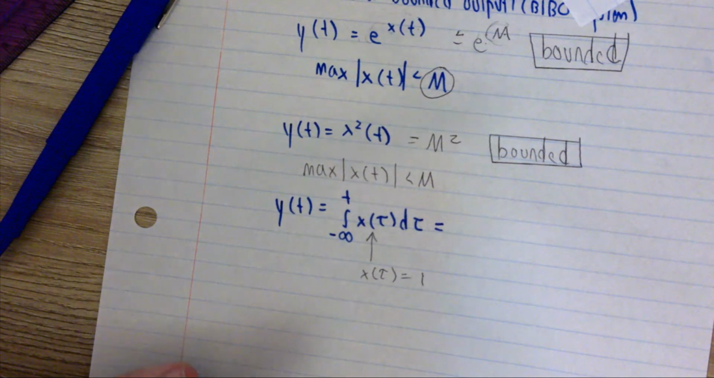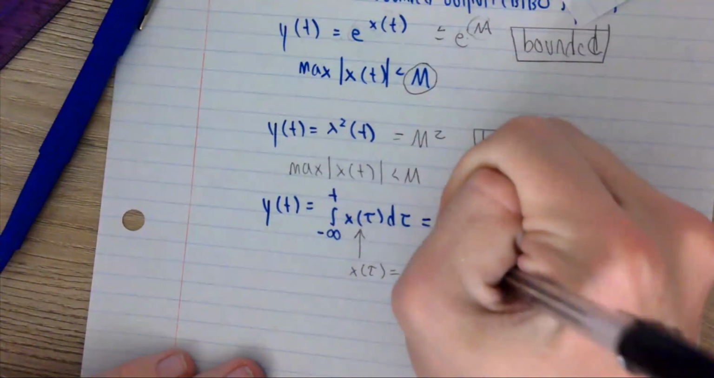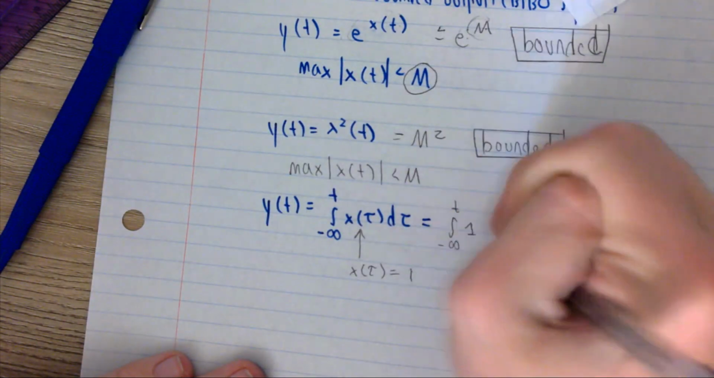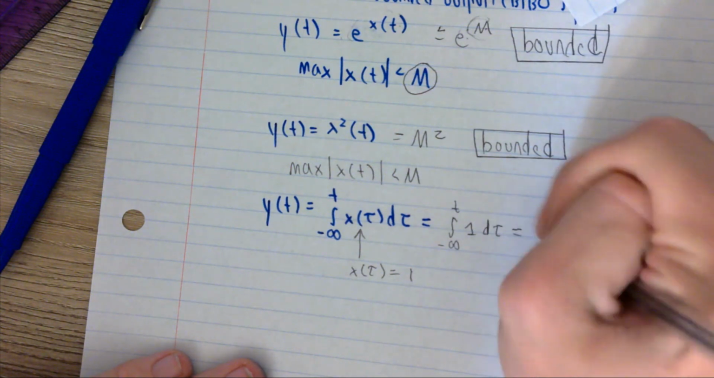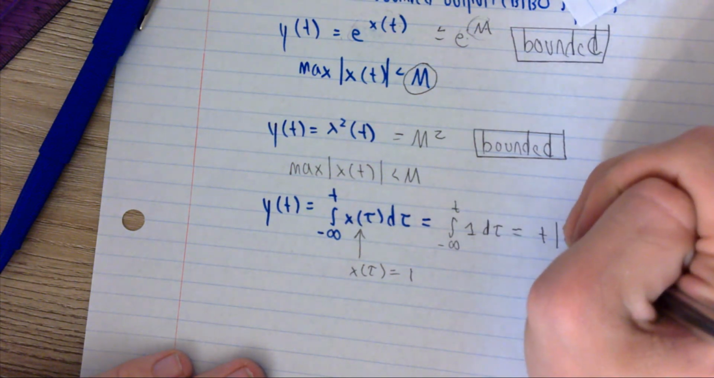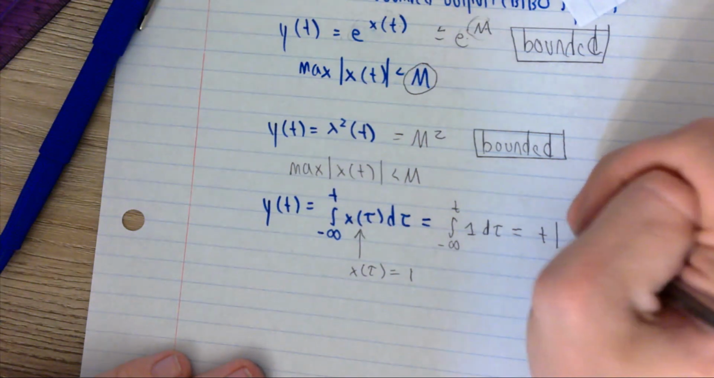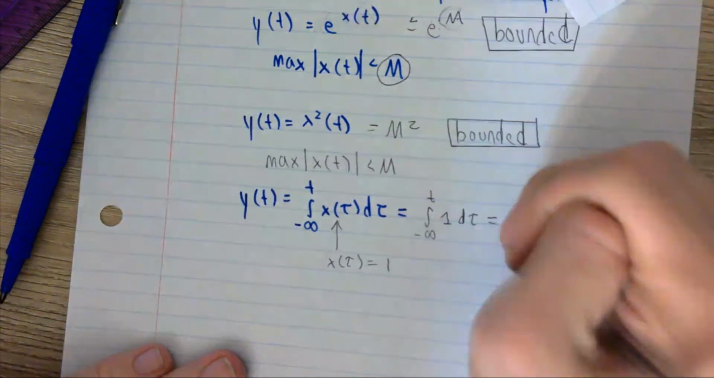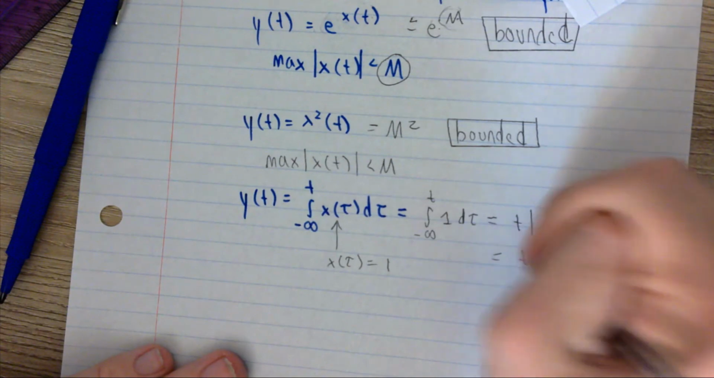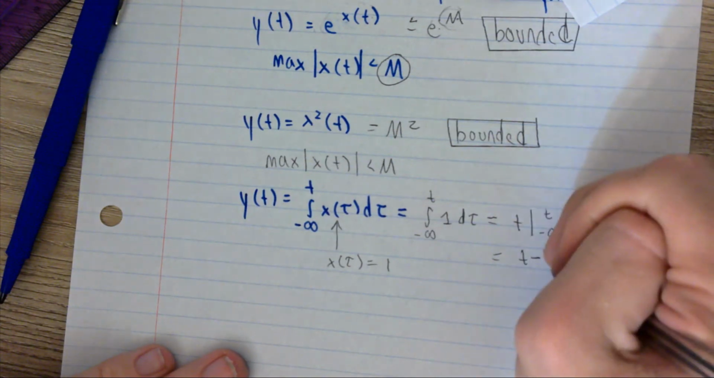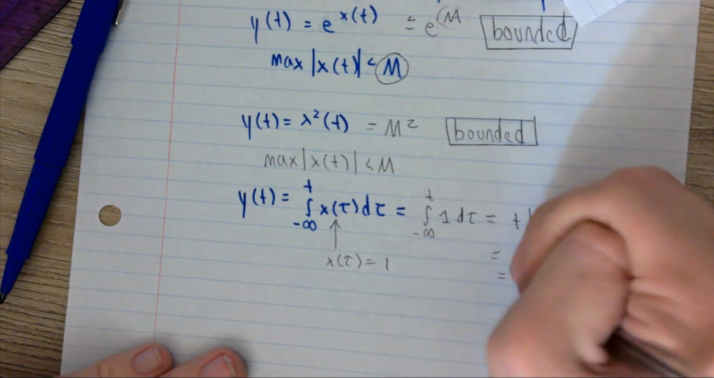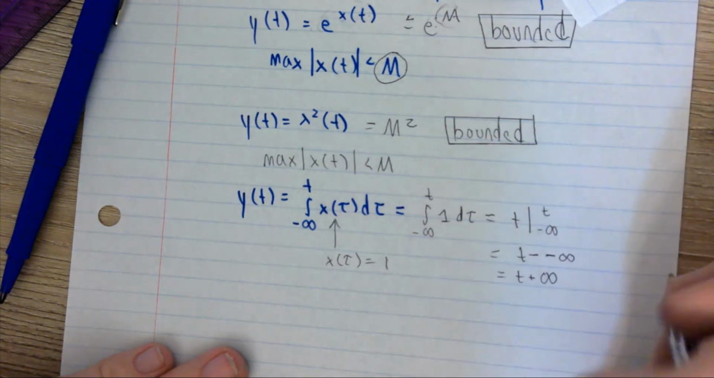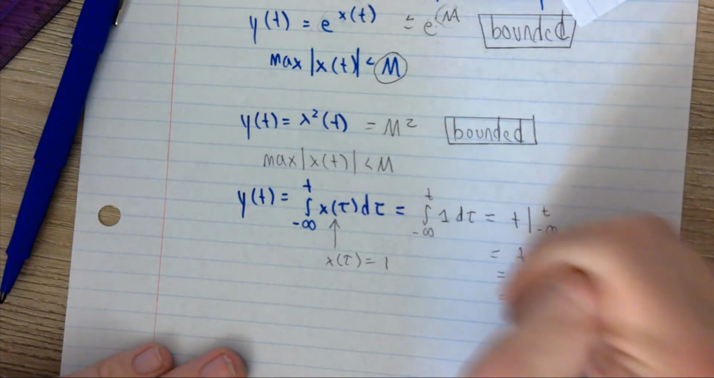So this would be the integral from negative infinity to t of 1 d tau. Well, if we take the antiderivative, that's just going to be tau evaluated from negative infinity to t. So if we substitute in t minus negative infinity, this is just going to be t plus infinity. And so this would just equal infinity. And so this is unbounded.